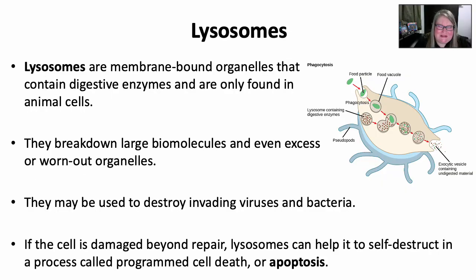So the first organelle that we're going to talk about in the endomembrane system is the lysosome. Lysosomes are special. One, they are only found in animal cells, which means they're not found in plant cells, they're not found in prokaryotes, they're only found in animal cells. So they're a defining characteristic. In fact, they're one way that we can tell animal cells from plant cells, besides the plant cell wall.